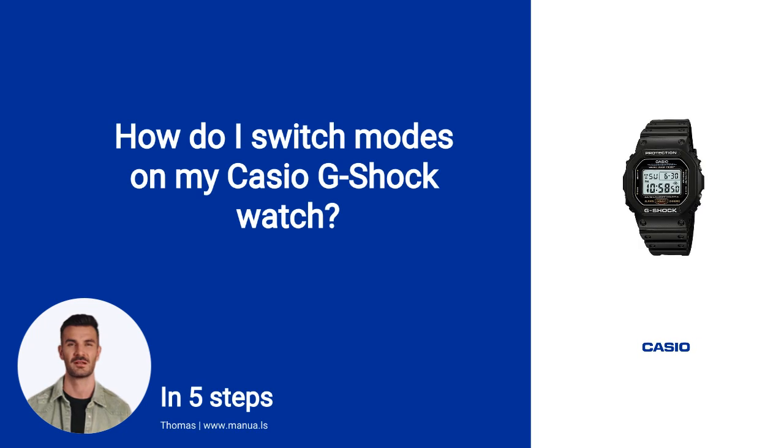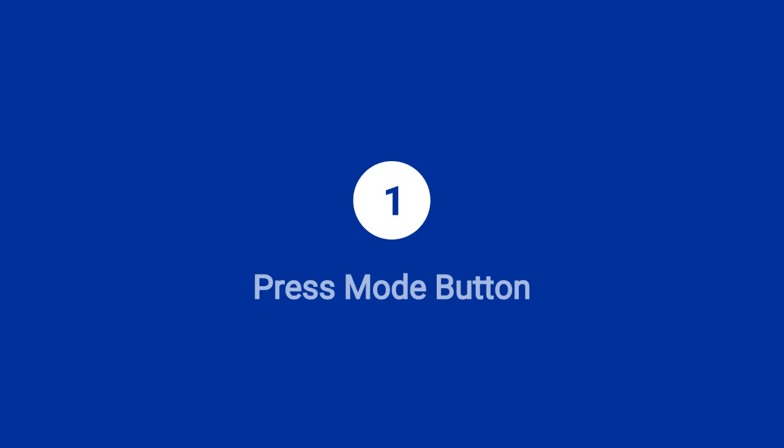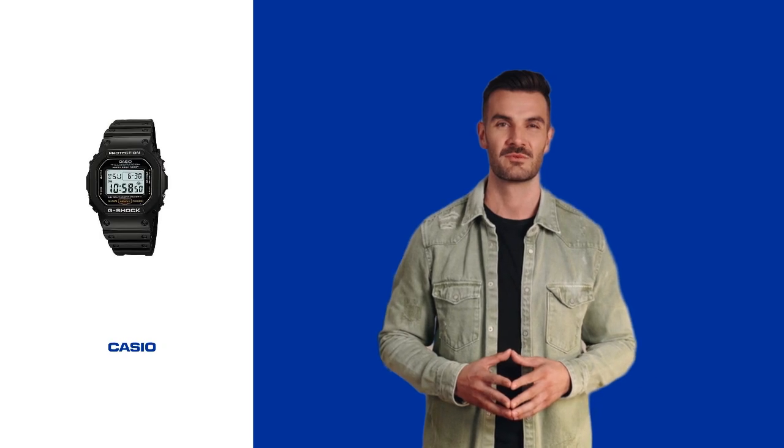Do you know many people are having trouble with switching modes on their G-Shock? Don't worry. In this video, we'll show you how you do this. Let's start. Step 1. Press Mode button. Press the Mode button to begin cycling through the watch's functions.